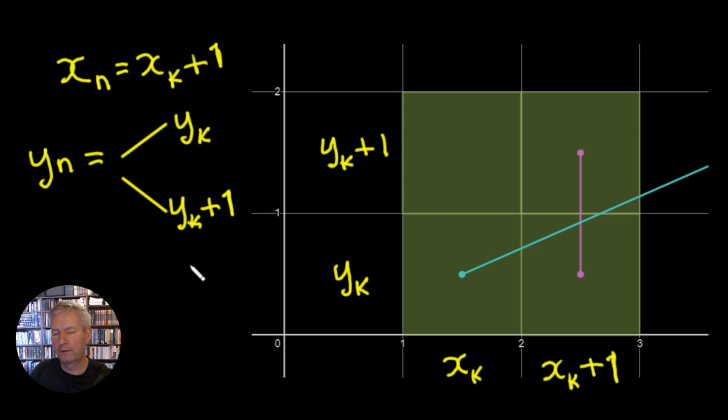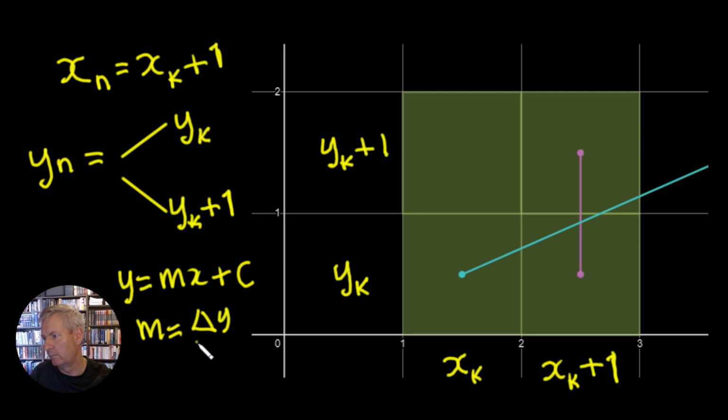Okay, now another thing to note here is we're going to start off with the equation of this line. The equation of the straight line we're going to use is y equals mx plus c. And m is the gradient, so m is equal to the rise, which is delta y, divided by the run, which is delta x.